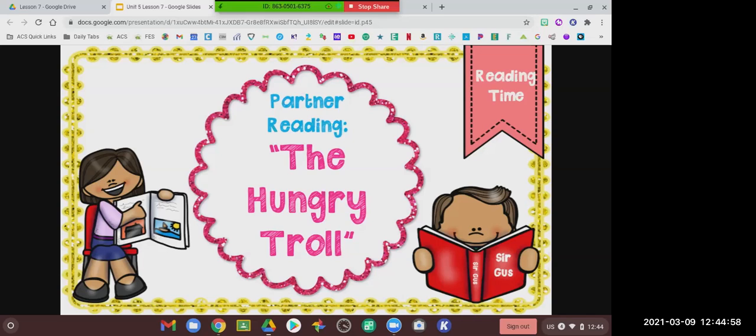All right, and for your word of the day today, you are going to tell me the adjective that the author used to describe the troll's cry. Okay, so you need to make sure that you read the story very carefully and tell me that. That is your magic word for the day: the adjective the author used to describe the troll's cry.